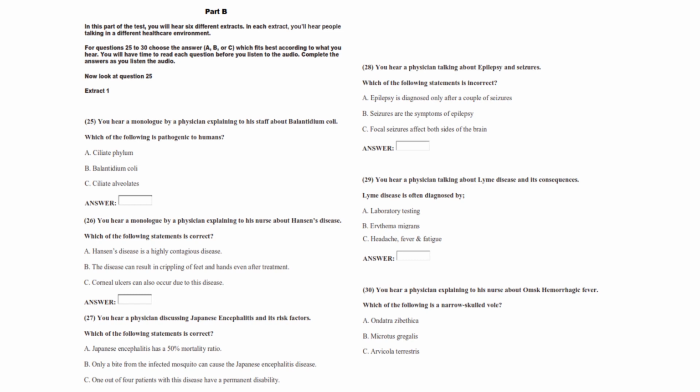Question 30. You hear a physician explaining to his nurse about Omsk hemorrhagic fever. Now read the question.